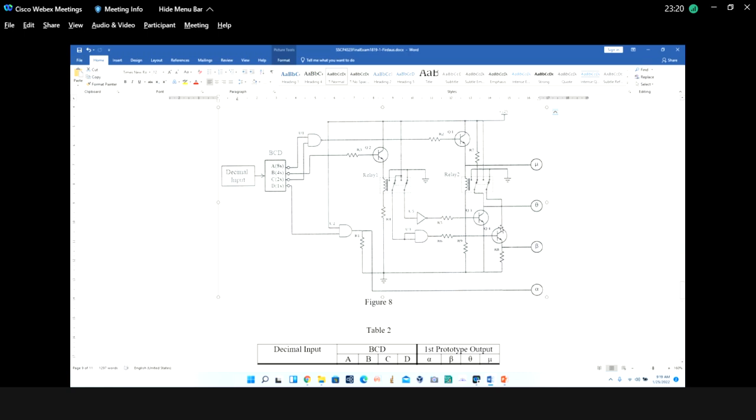So no current will flow. So beta is still 0 unless beta is connected to 12 volt, meaning that this one is on.